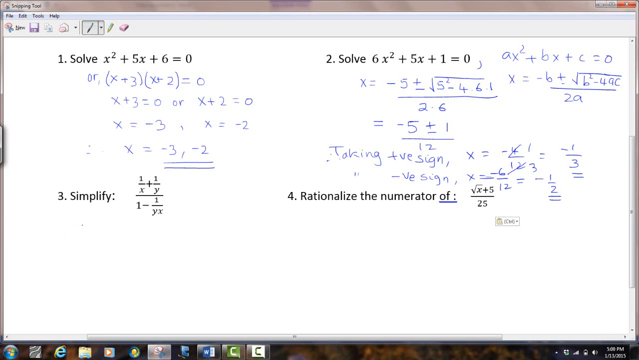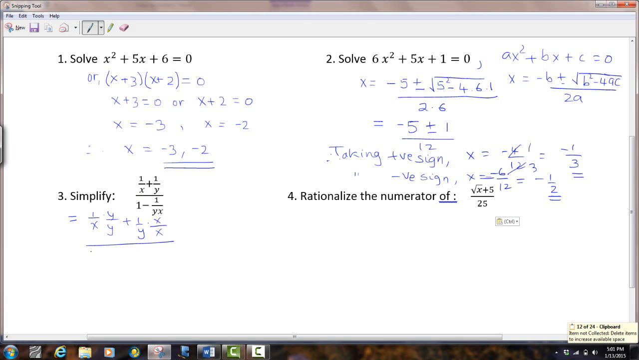Okay, in this example I would like to simplify 1 over x plus 1 over y, whole over 1 minus 1 over y times x. In order to simplify this expression, I need to make the common denominator in the numerator, and also in the denominator. So in the numerator I have 1 over x, and to make the common denominator I need to multiply by y and divide by y, plus for 1 over y I need to multiply by x and divide by x, whole over.